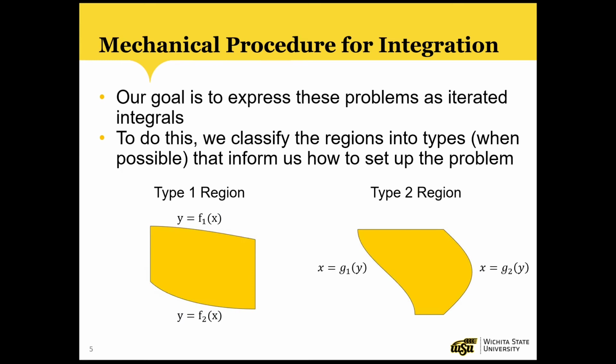Likewise, we can look at what's going on for the type 2 regions, and we see that the left and right boundaries are continuous curves, and the top and bottom are straight lines. So we look to classify our more general regions as one of these two types as possible, and it turns out that it's not going to be difficult to write down the iterated integral in these cases.